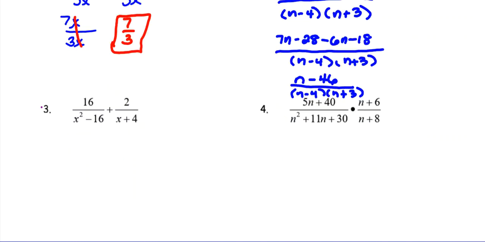In problem 3, we have x squared minus 16 as a denominator, and you want to factor that to see if it shares any common factors with the other fraction here. So x squared minus 16 can be replaced with its factors, x plus 4 times x minus 4. Remember, that's the difference of squares. X plus 4 times x minus 4.